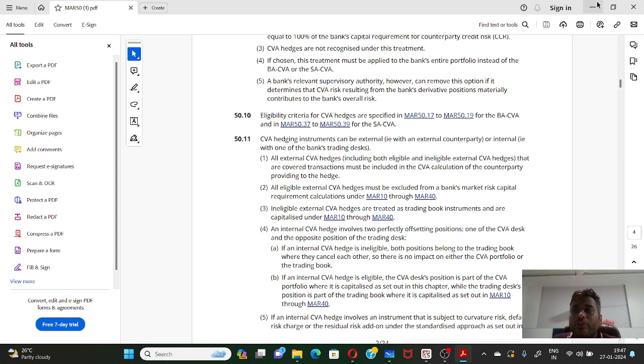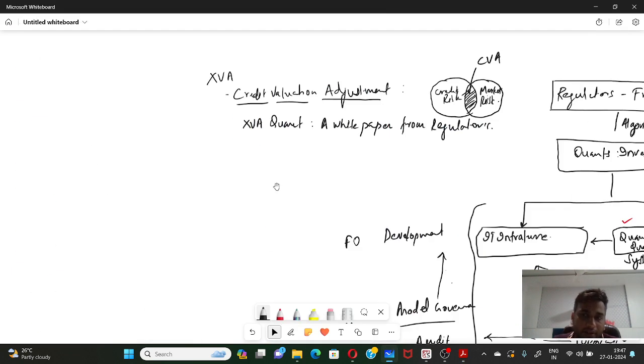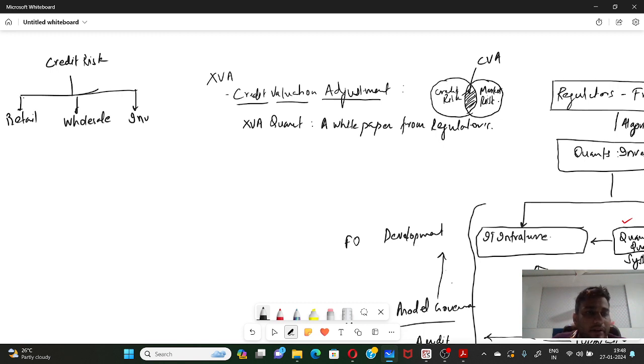Okay, so if you look at any kind of credit risk, credit risk exists. Just because we are seeing it in the quant context, it does not mean that credit risk exists only in the quant context. Okay, so credit risk has many faces in that sense. This exists even for a retail bank. Then you have a wholesale side of it. And then you have the investment bank side of it.